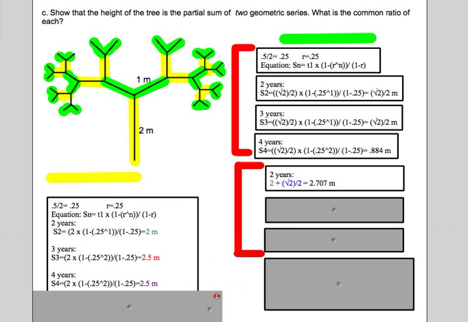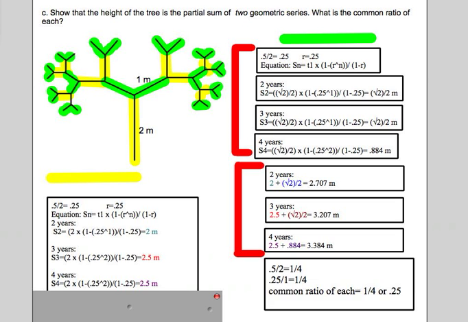For year 2, you should add 2 and rad 2 over 2 to equal 2.707 meters to get the total height. For 3 years, 2.5 plus rad 2 over 2 equals 3.207 meters. Finally, for year 4, 2.5 plus 0.884 equals 3.384 meters. And as should have been quite apparent by now, your common ratio is 0.25.